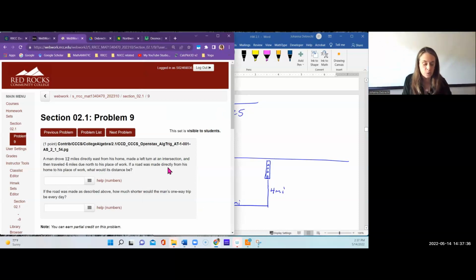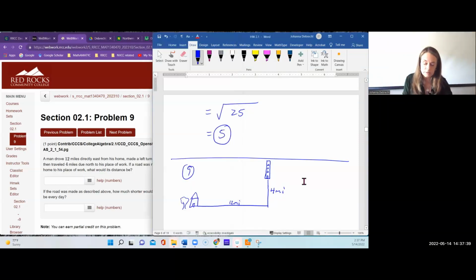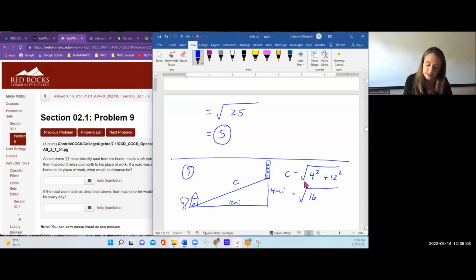If a road was made directly from his home to his place of work, oh, they're just talking about distance again. So now if I connect the 2 doors and I go door to door, what they're asking is for you to find the distance again. So this is the Pythagorean theorem. C is going to be equal to the square root of each short side squared. This is going to give me the square root of 16 plus 144. When I add 16 to 144, I end up with 160.